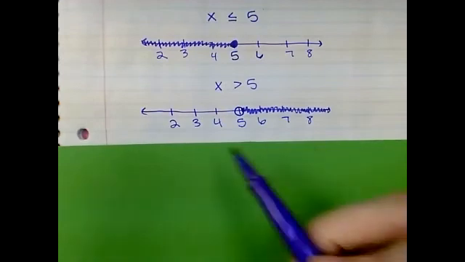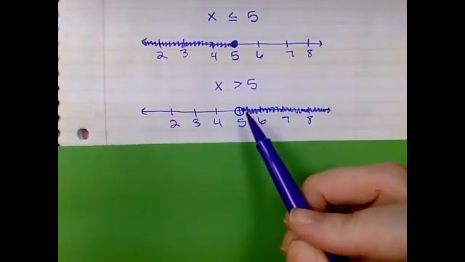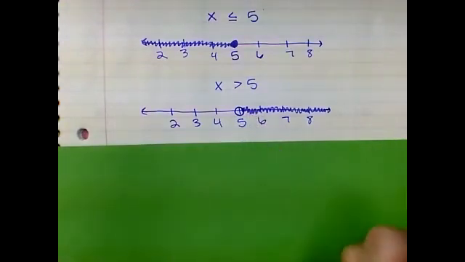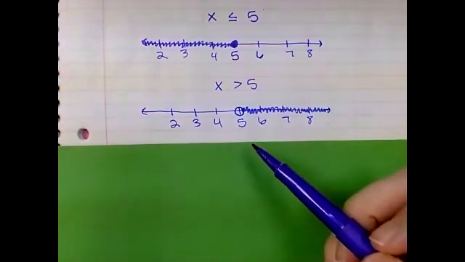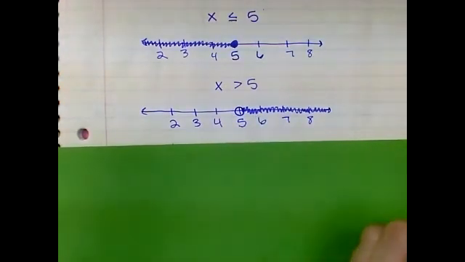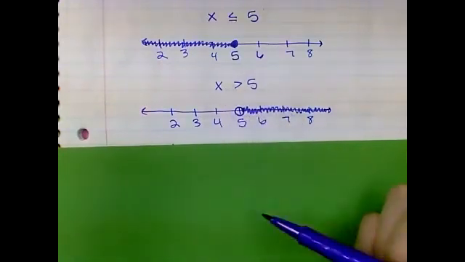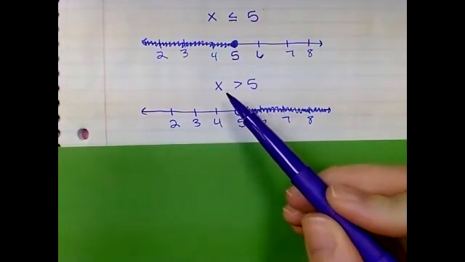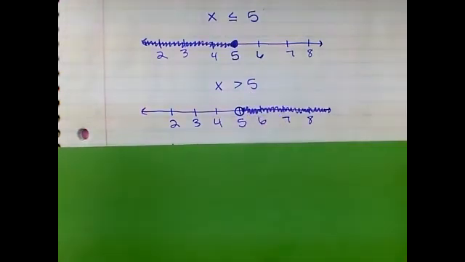That means I'm showing that 5 is an important number here, but I'm not shading it in because it is not a part of my solution. So we only shade on our number line where we have numbers that could be a solution to our inequality, but 5 is not greater than 5. So I know I have to have an open circle on that 5.